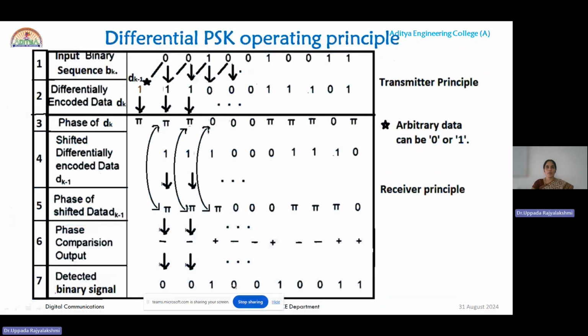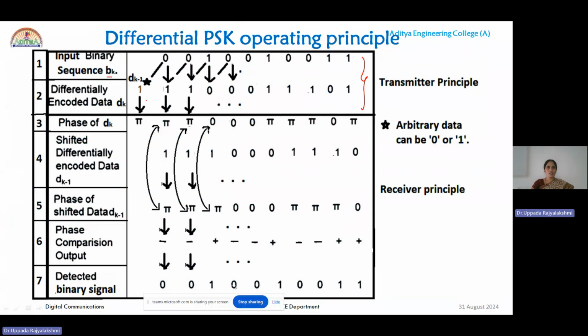Let us see the operating principle of differential PSK. Here, the first two rows represent the transmitter section. First, you are taking the binary sequence as 001, 001, 001, and 1. So it is a total of a 10-bit sequence.